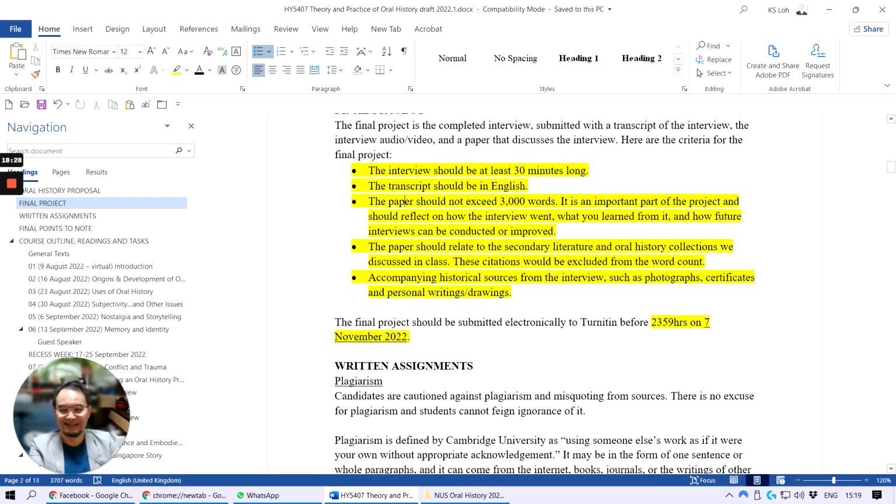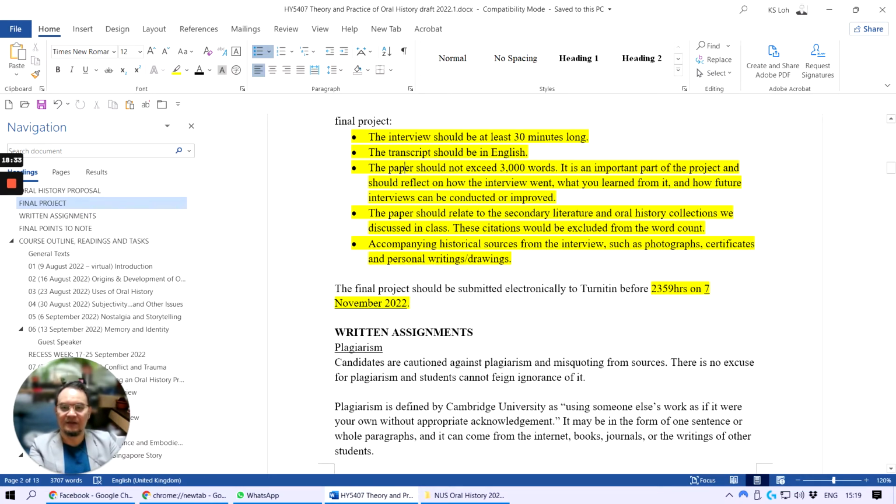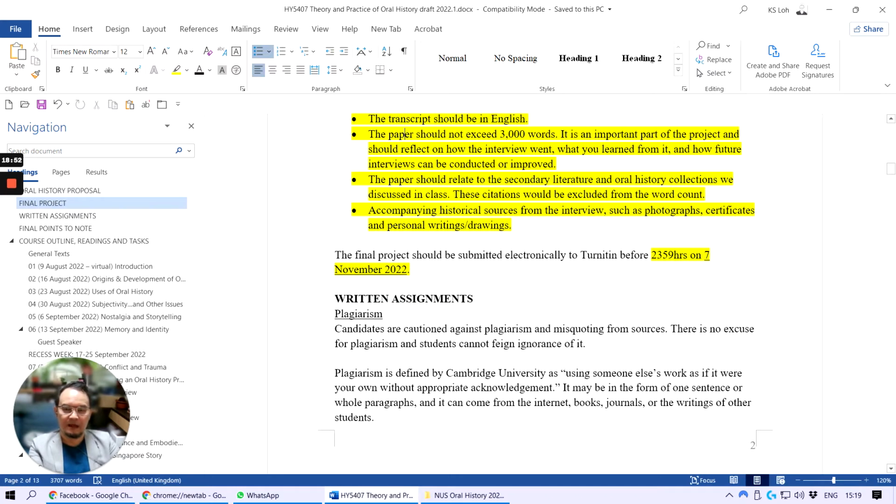The paper should not exceed 3,000 words. What should it contain, right? It should reflect on how the interview went. Okay, how do you think the interview unfolded? What you learned from it, and how you can improve future interviews. It should relate to the secondary literature and the oral history collections we discussed in class. And you will need to use citations. Citations to be excluded from the word count.